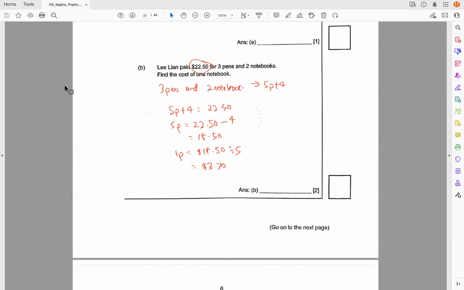If you have a dollar sign, make sure you write $3.70. Don't write this. Don't write this. If you have a dollar sign, you do this, you'll be wrong.